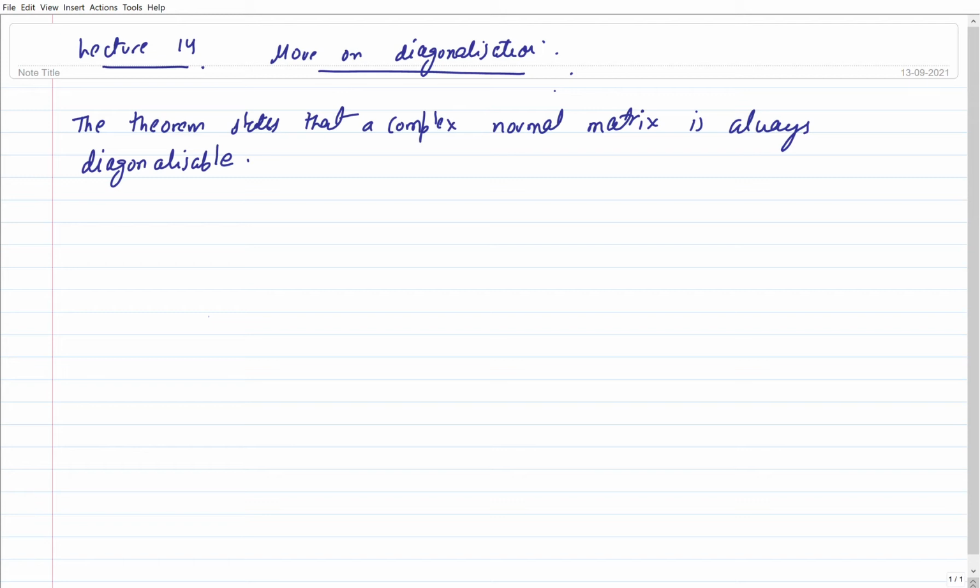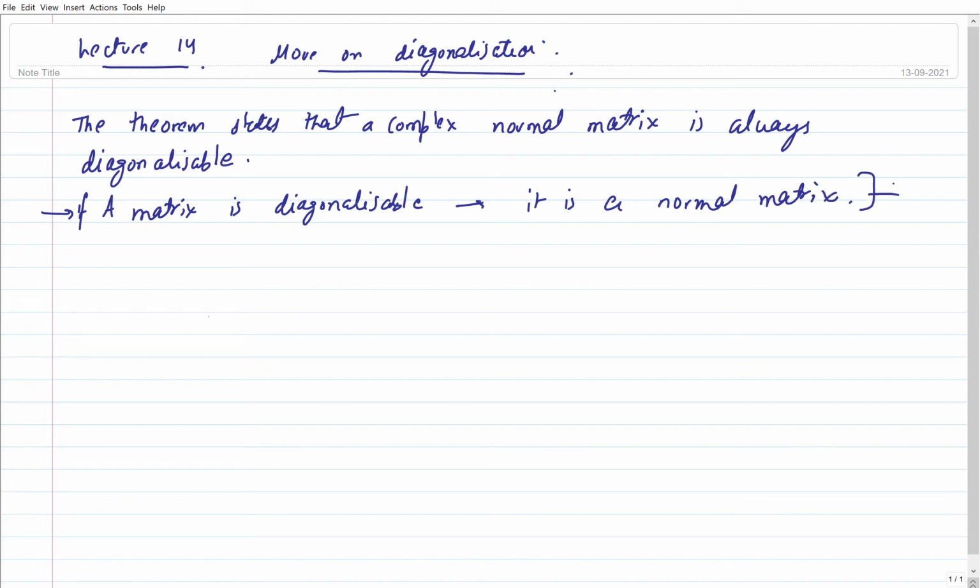The converse is also true, that a matrix is diagonalizable if it is a normal matrix. This part is rather easy. So let's focus on the first part of this. So this is part 1, this is part 2.